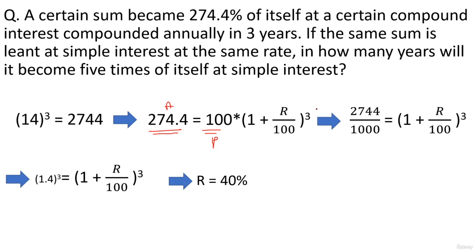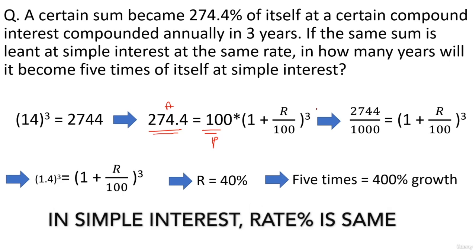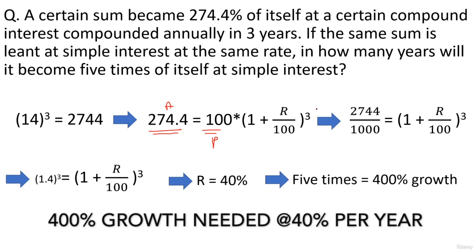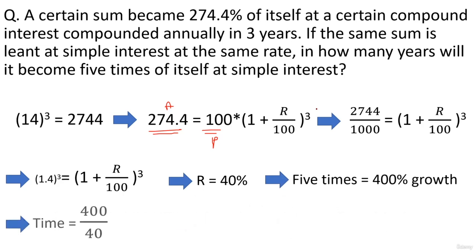Okay, now it becomes 5 times of itself. We saw in the previous class, whenever a value becomes n times, the percentage changes n into 100. No, n minus 1 times 100. So if it is becoming 5 times, it will become basically 400%. Okay, 400% growth होगा. Simple interest हो रहा है, तो सिंपल इंटरेस्ट में तो वैल्यू सेम ही रहता है. 400% ग्रोथ चाहिए, एवरी ईयर 40% है. कितना टाइम लगेगा? The time required is 10 years.